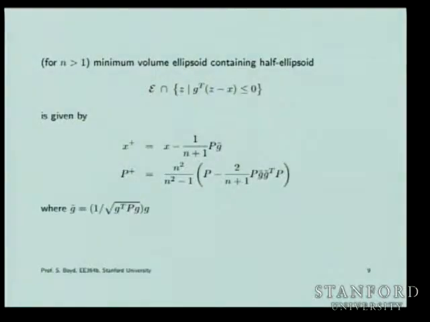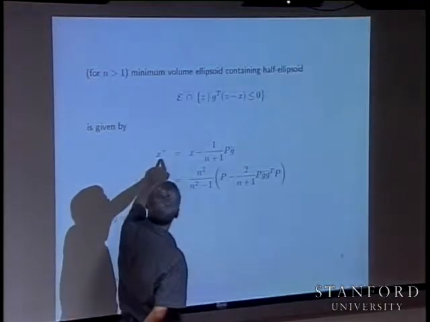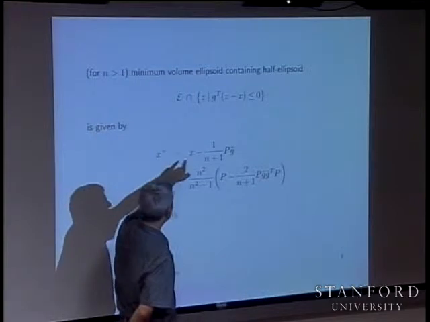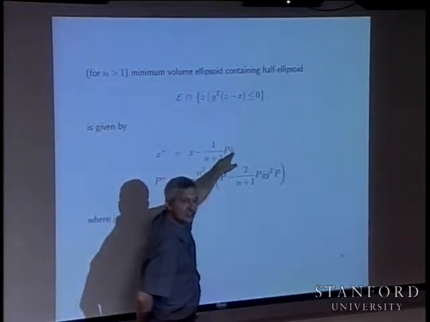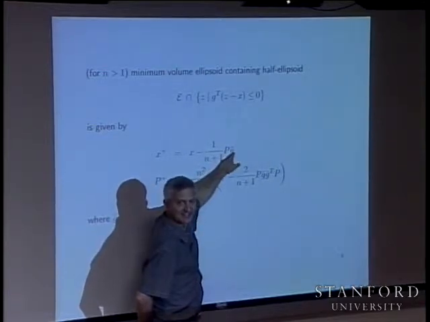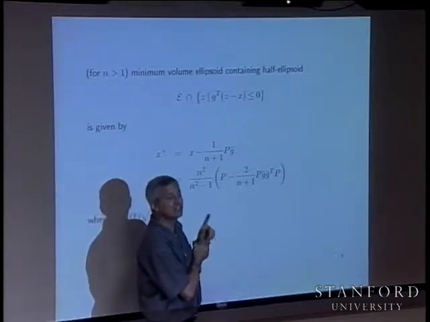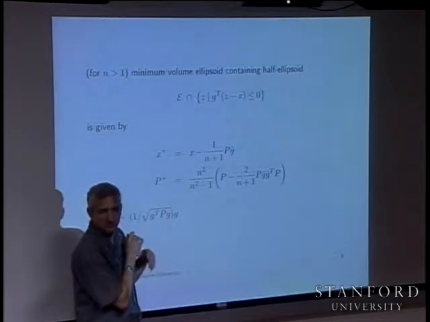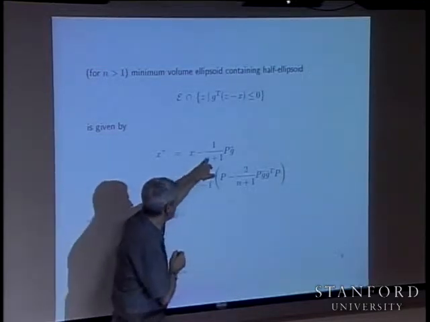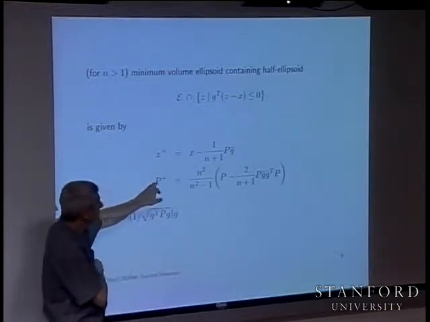Here's what the new ellipsoid looks like, and it's really cool. I'll give you another interpretation of this in a minute. The center is very interesting. It's a step in the direction PG. So you step not in the direction negative G, but in the direction PG. In a sort of change of coordinates, you step in a different direction. The step length is 1 over n plus 1. And the new ellipsoid looks like this.